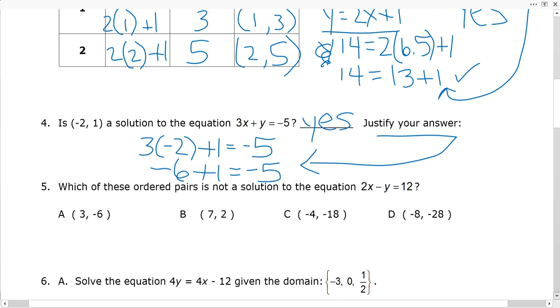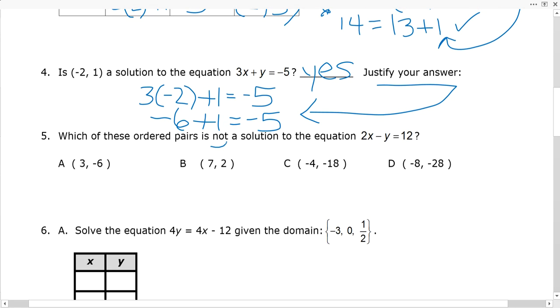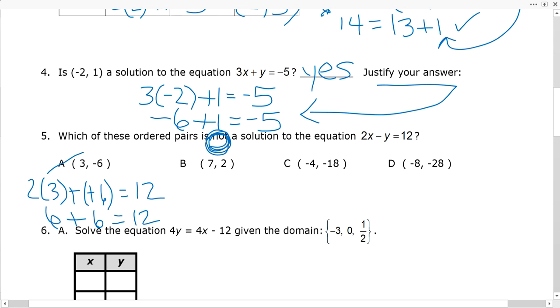Okay, number 5, we want to know which one is not a solution. So I'm looking for the one that does not come out equal. If it comes out equal, it's not my answer. Okay, 2x minus y equals 12. So let's put in 2 times 3 minus negative 6 equals 12. Minus a negative ends up being plus. So I have 6 plus 6 equals 12. It is a solution, so it's not my answer.